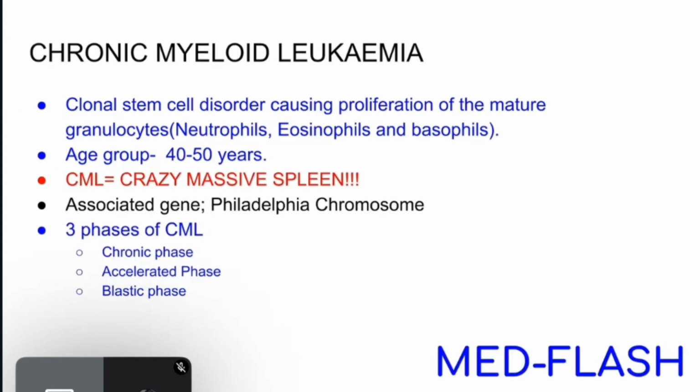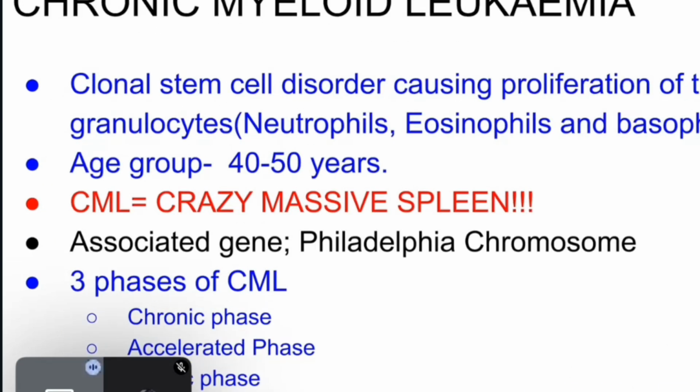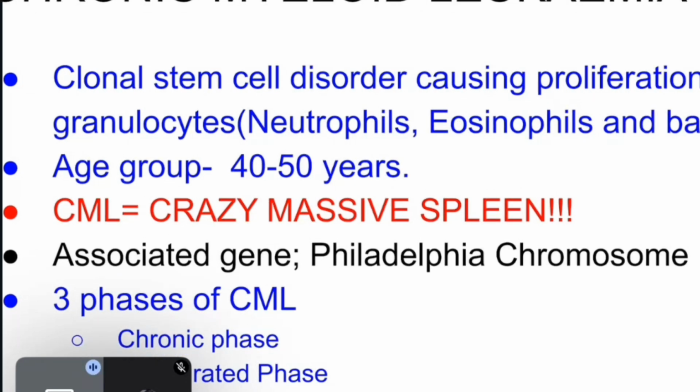One more mnemonic for you guys: whenever you see an enlarged spleen in a middle-aged patient, consider it as CML. You can remember it by CML has CMS. CMS is crazy massive spleen.